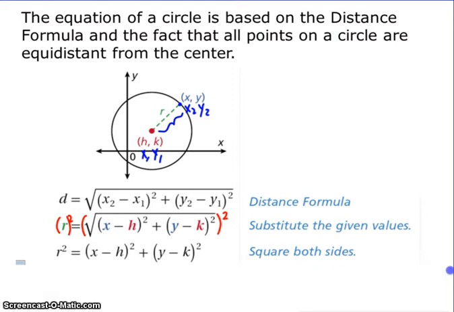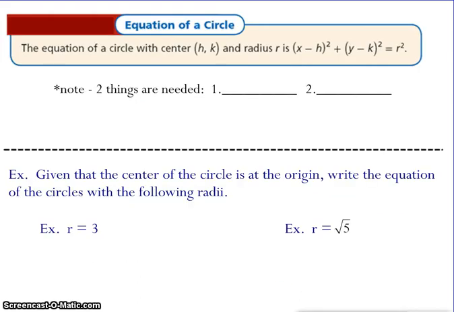Believe it or not, that's it. That is the formula for the equation of a circle. So you just derived it. You were able to take the distance formula and derive the equation of a circle. So again, the equation of a circle with a center (h, k) and a radius of r is (x minus h) squared plus (y minus k) squared equals r squared. So the two things you need are the center, which is your h and k, and you need your radius, which is the r.